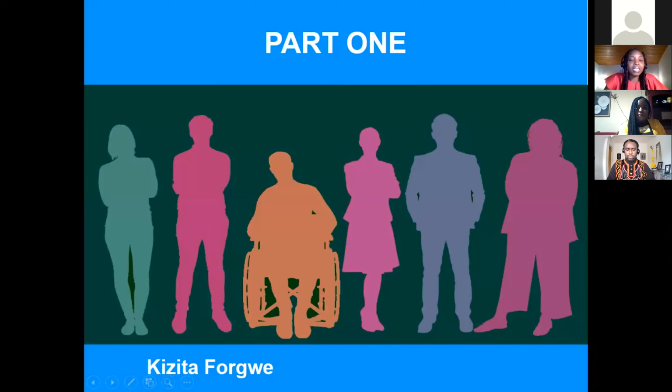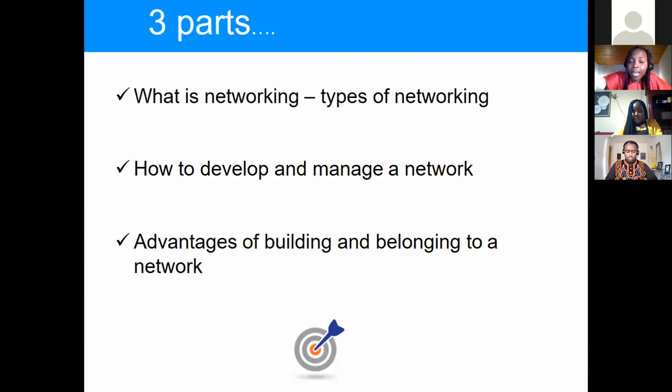So basically, it's exploring together what is networking, what do you understand by networking in the most basic terms, and then as well as how do you network, how do you develop, how do you build your network, and manage your network, because it's not only developing it, you need to manage it as well. And then finally, what are the advantages of building and belonging to a network?